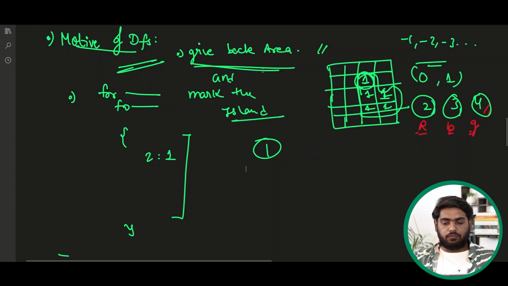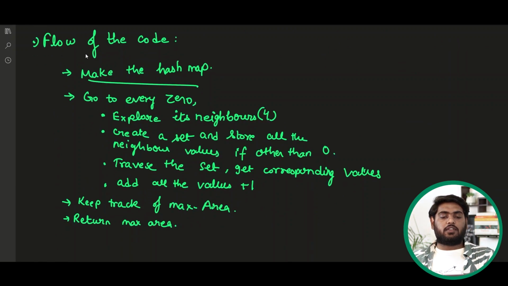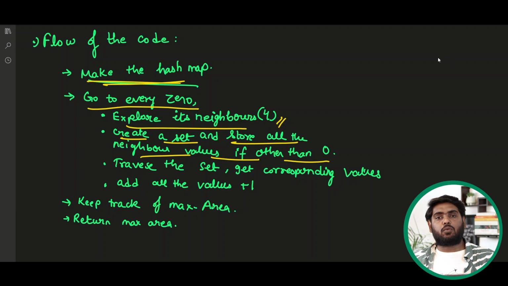Now, what do we have to do? Let's actually see the flow of code. Once we are done with the first step, that is, once we are done with making the hash map, the next thing is to go to every zero, just like I was doing in the diagram. I was going to each and every zero and exploring all of its 4 neighbors, right? Then I had to create a set and store all the neighbor values other than 0. So if that was not water, I had to store the symbol of it.